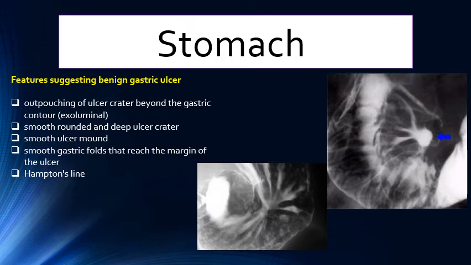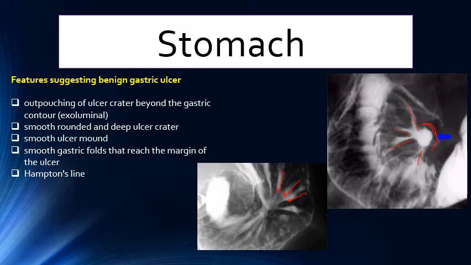Firstly, we have a sign suggestive of the benign gastric ulcer. The outpouching of the ulcer crater beyond the gastric contour. Here we can see this is the ulcer, what's called ulcer crater. This is the crater filled with the contrast and is seen with a smooth outline. And also we can see this ulcer is deep, not a shallow one. And also we can see this is a mound, or what's called elevation of the surrounding mucosa, and we have these lines which are continuous up to the crater, as also in the other image.